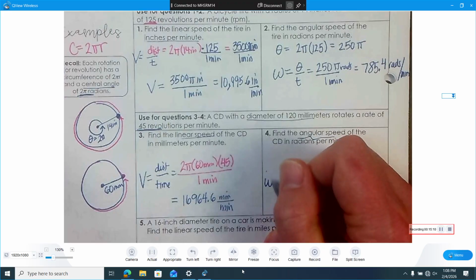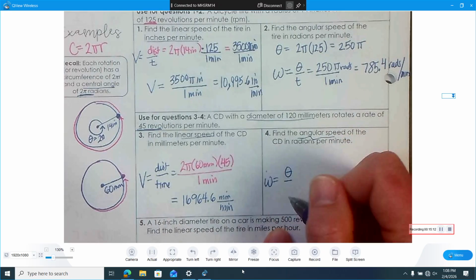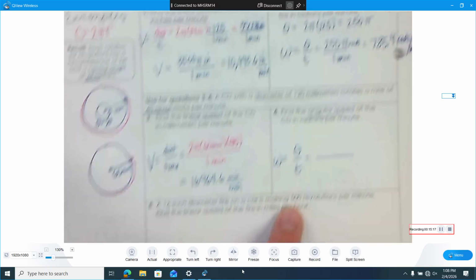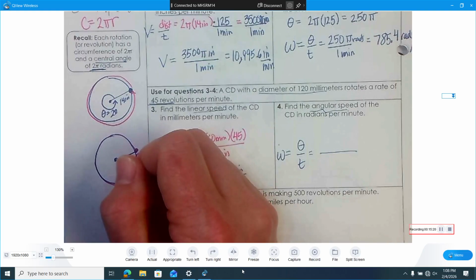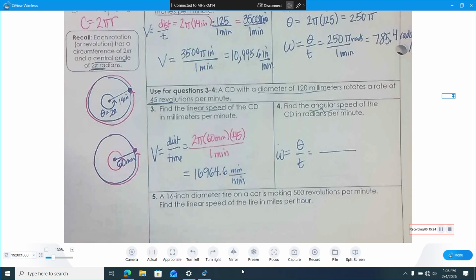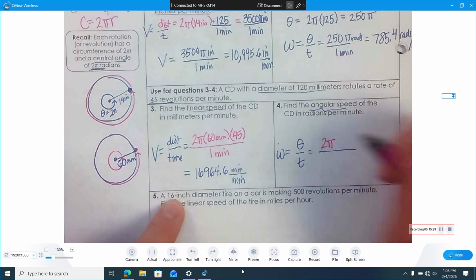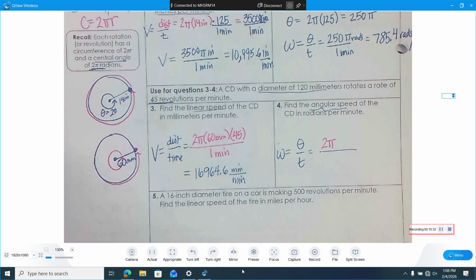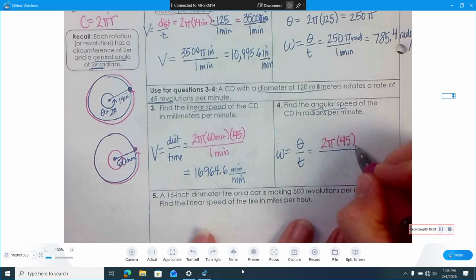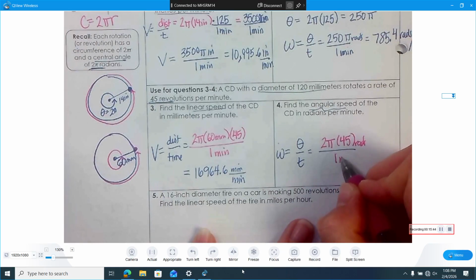Angular speed is the angle that we're sweeping out per time. So let's figure out our angle that we're sweeping out. If my CD is rotating, what's the angle we sweep out for one rotation? 2 pi. Yep. So the one angle that we sweep out is 2 pi, but we don't just do it the one time. How many times are we sweeping that angle out? Yeah, we're sweeping it out 45 times. 2 pi radians per 1 minute.